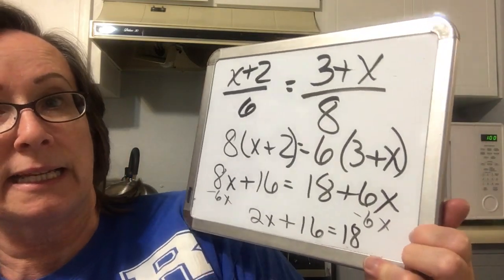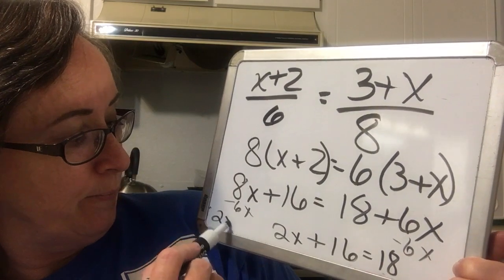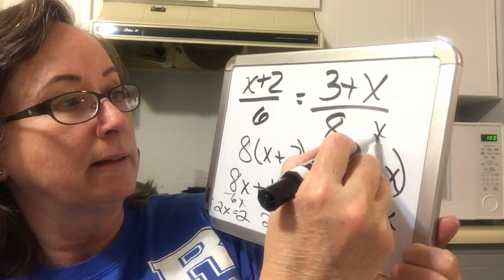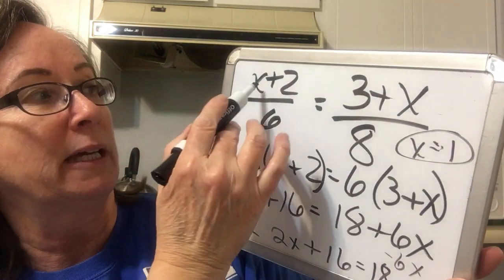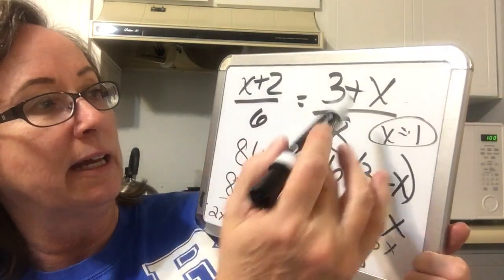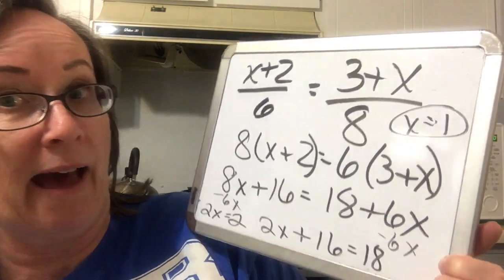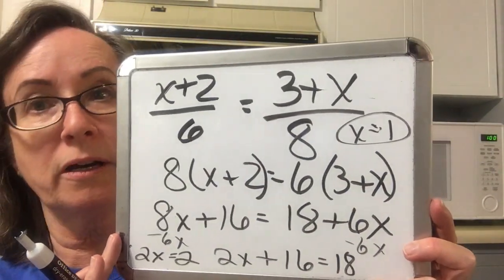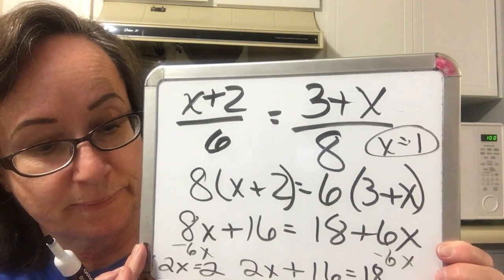If I subtract a 16 from both sides, then I get 2x is 2, which means that x is 1. X is 1 is my answer. And if I plug in a 1 here, I get 3/6, which is a half. If I plug in a 1 here, I get 4/8, which is a half. And a half is equal to a half. Therefore, the answer, x is 1, is correct.